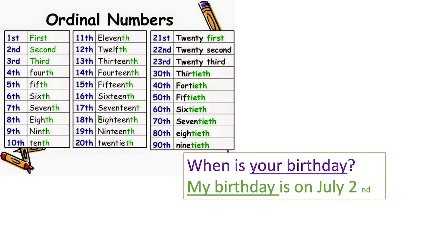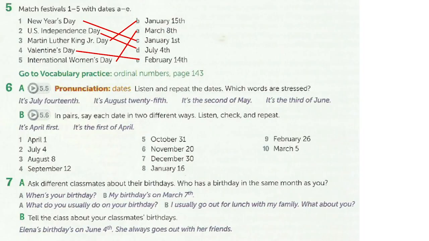Okay, perfect. Now here we have a pronunciation exercise that, as I told you before, you can practice in your house, and you can pronounce after me if you want. Pronunciation dates. Listen and repeat the dates. Which words are stressed? Perfect. So everyone repeat with me. It's July the 14th. It's August the 25th. It's the 2nd of May. It's the 3rd of June.